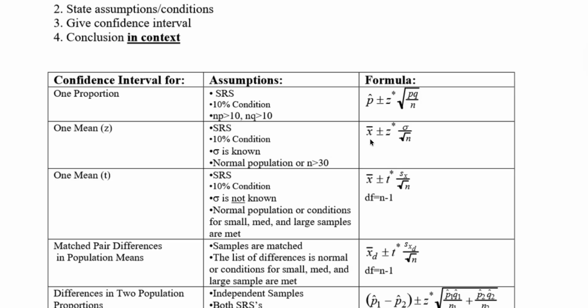We're going to use x bar plus or minus z star times standard deviation over square root of n. For one mean, or t, we're going to check SRS, 10% condition, standard deviation is not known. That's the reason that we're using t instead of z. Normal population or conditions for small, medium, and large samples are met. Therefore, we can use x bar plus or minus t star times s, standard deviation for x, over square root of n.